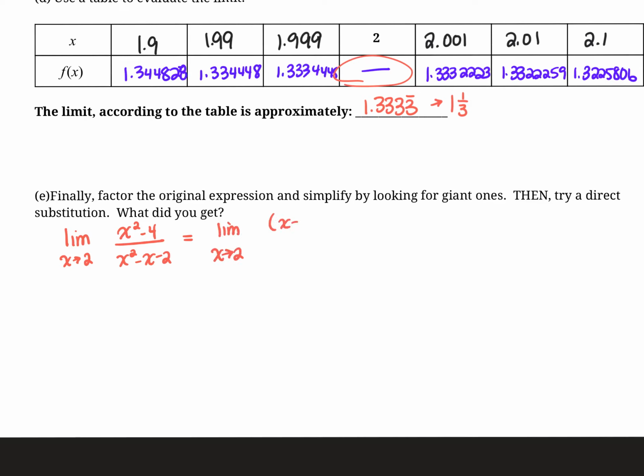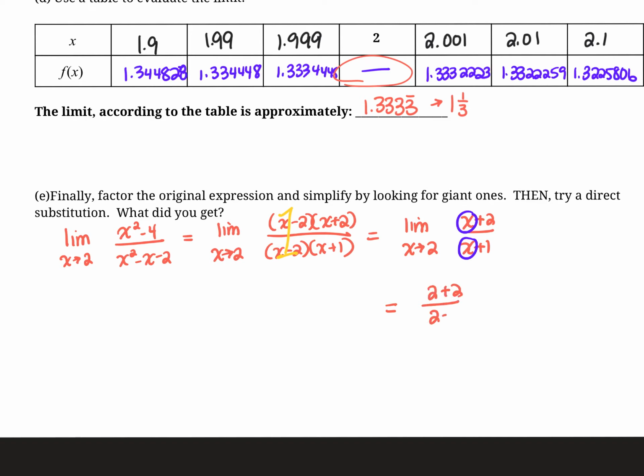So we can factor the numerator as a difference of squares. We can factor the denominator. And then we see there's a giant 1 right here. Okay, so we get this limit as x approaches 2 of x plus 2 over x plus 1. Now there's no danger at this point of doing a direct substitution, so I'm going to go ahead and plug in 2 for each of my x's and see what I get. So my limit ends up being 2 plus 2 over 2 plus 1, which is 4/3, which is the same as what I had up here.